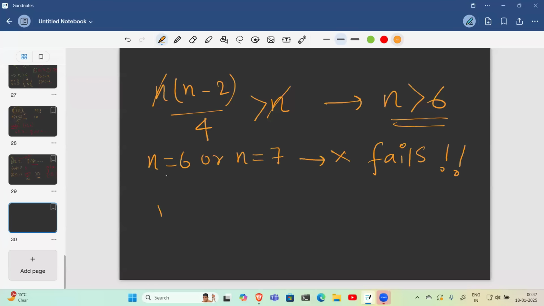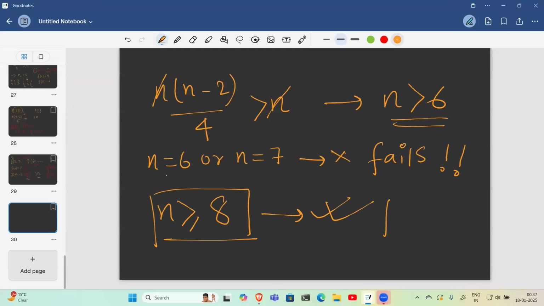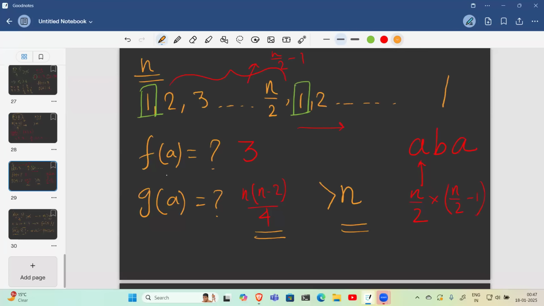But for any value of n greater than or equal to 8, my solution passes. Why does my solution pass? Because then this quadratic function n into (n minus 2) by 4 will exceed n, and then my solution will pass. Look at the value n equal to 8. So suppose n is equal to 8.